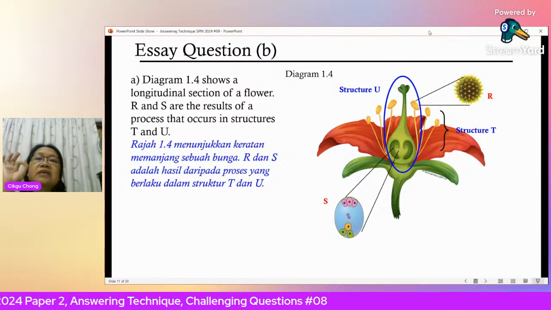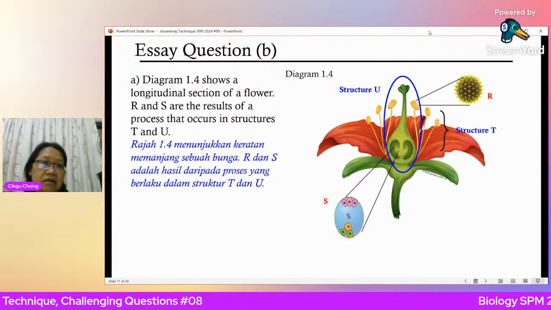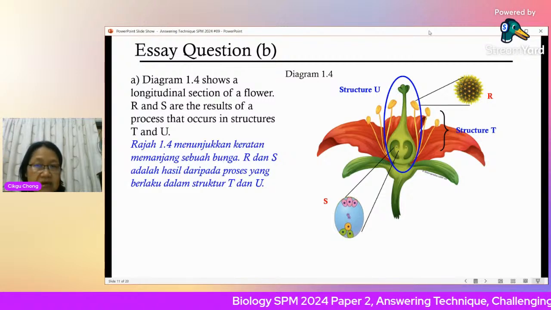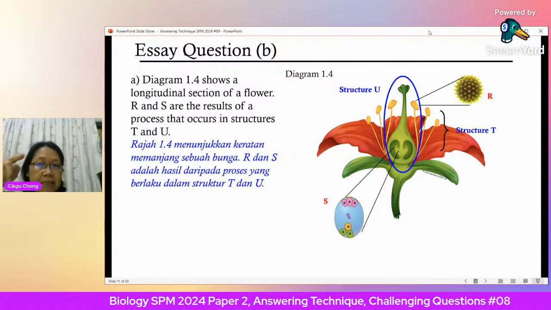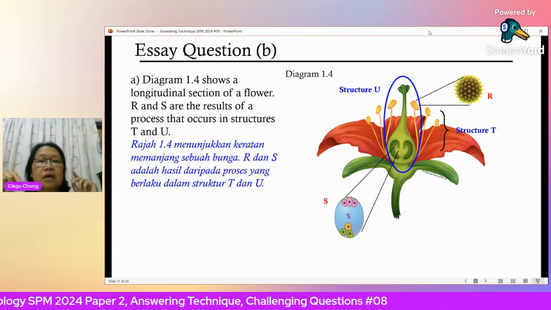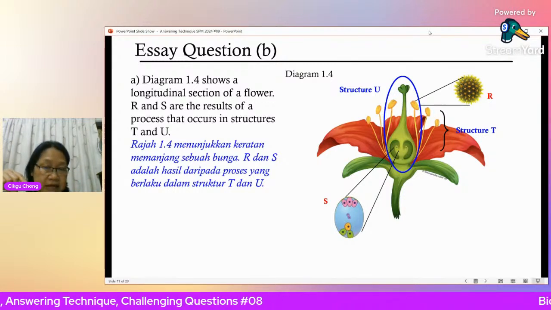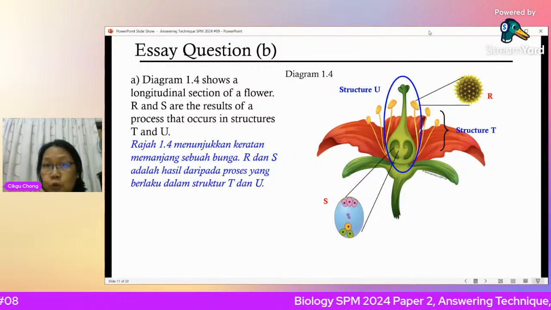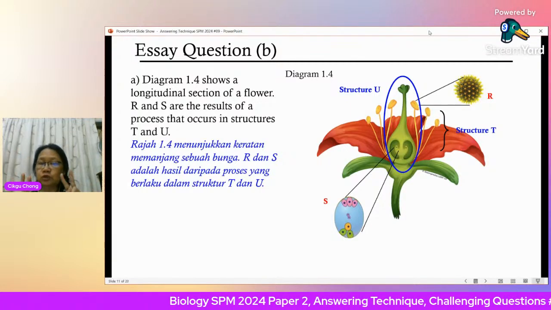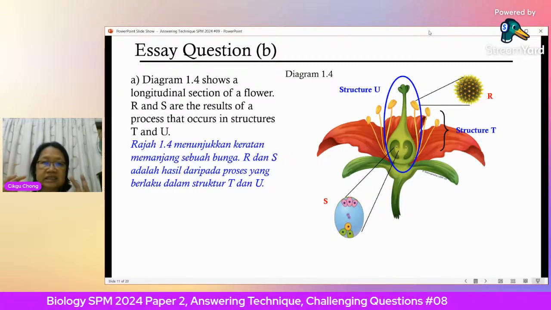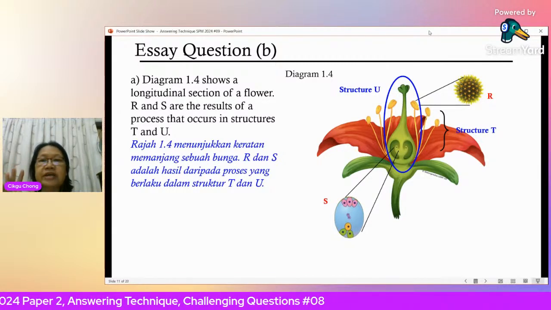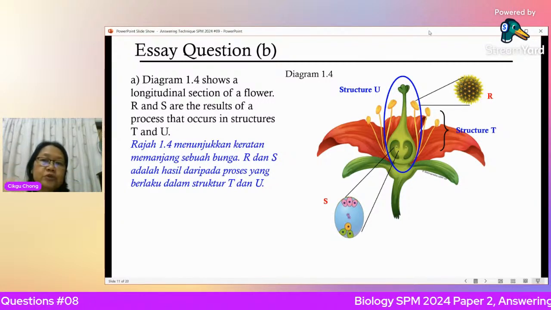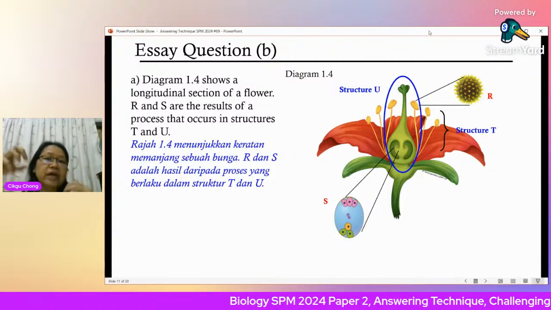R is the pollen grain because this is the product. This is the result of meiosis happening in T. Whereas S is the embryo sac. S is the product of meiosis happening in U. So you can see there are two different things here. R and S are the structures, the results. After going through meiosis in T and U, you will get R and S.